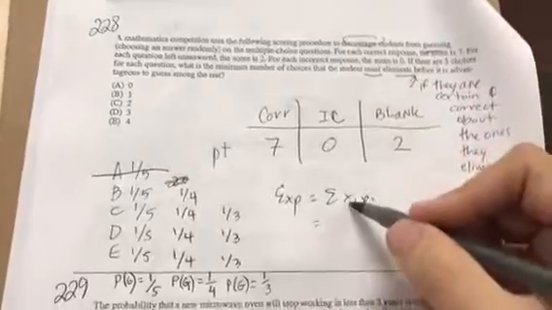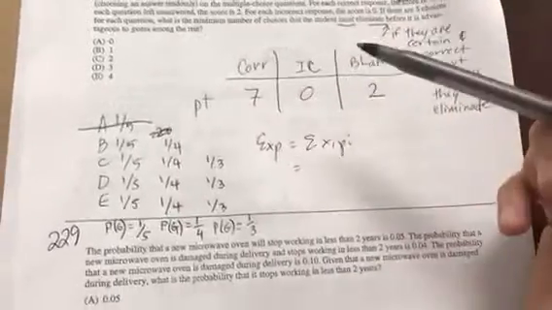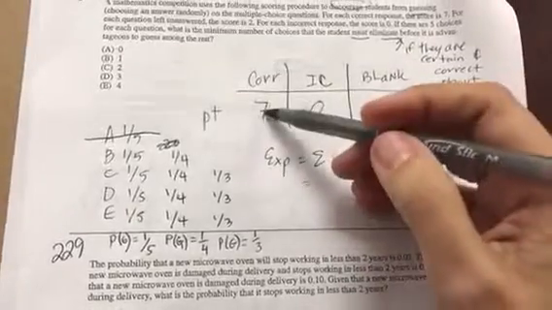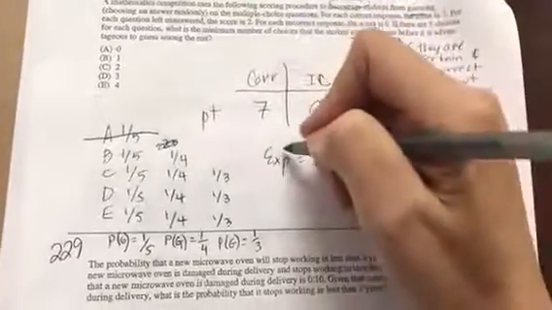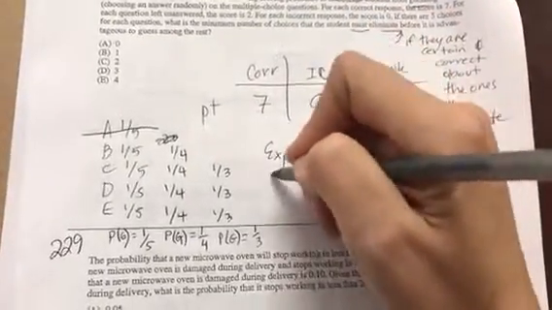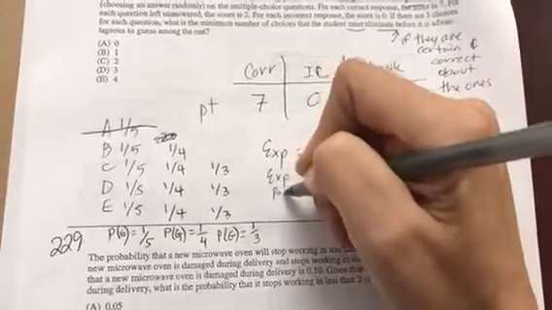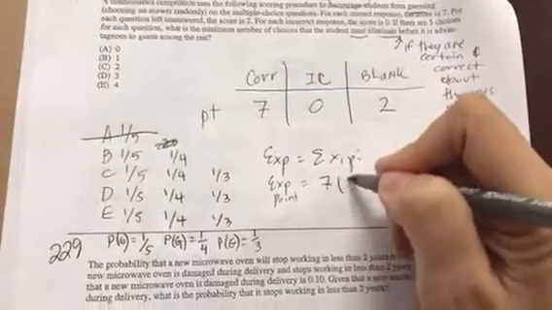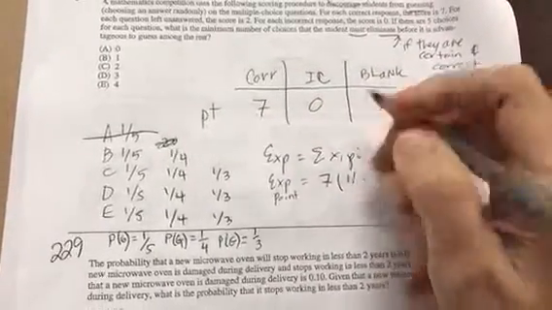Okay, so what would be your expected points? You could expect to get 7 points, correct, but you only have a 1 in 5 chance of that happening.